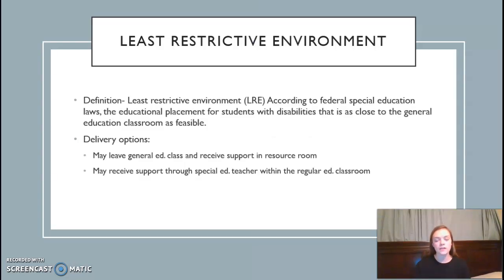First, I'm going to be talking about the least restrictive environment. The definition of least restrictive environment is that, according to federal special education laws, the educational placement for students with disabilities is as close to the general education classroom as feasible. So basically, you'd want to place as few restrictions as possible. If they're able to be incorporated into the regular ed classroom, that's where you should leave them. You shouldn't restrict them from that environment, and they should be included there.